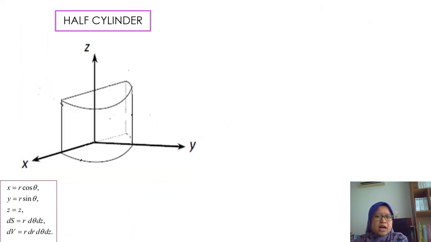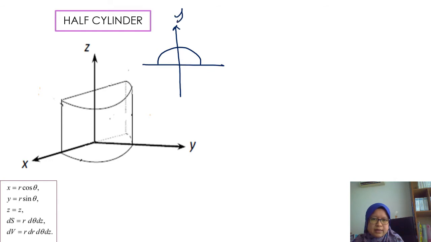Next, half cylinder. For the half cylinder, you imagine that you have a full cylinder and you cut the cylinder in half. So in two dimension, the cylinder will appear like this. Am I right? Okay, you imagine you view this cylinder from the z-axis. You can see that the cylinder is located above the x-axis. This is the cylinder in two dimension.